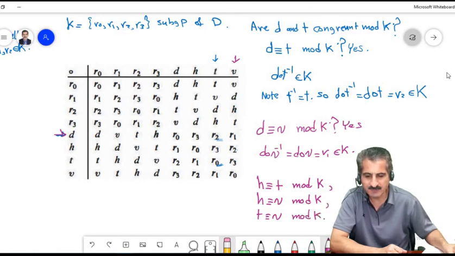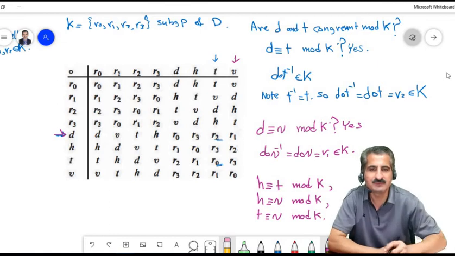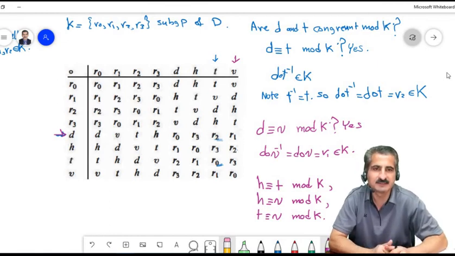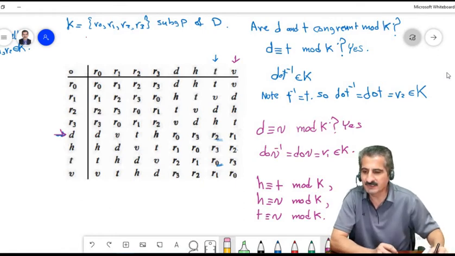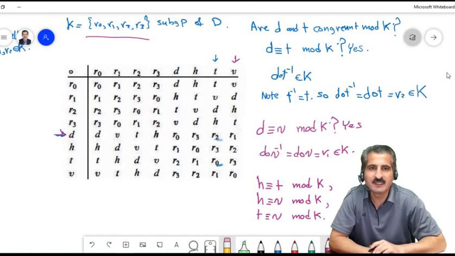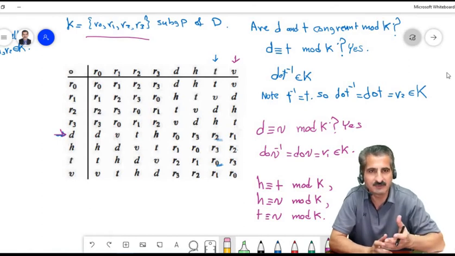So make sure each one of these is correct, the same way as I did it. Now what I concluded here in this example is that H, D, T and V, any two of them are congruent modulo K. Good? Okay. And if we go back to K itself here, any two of the elements of K are congruent modulo K, because we just have that written in blue.